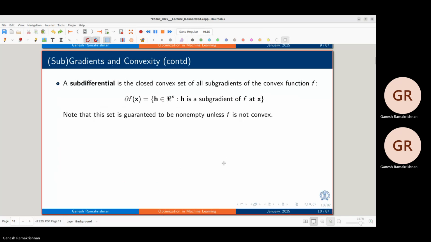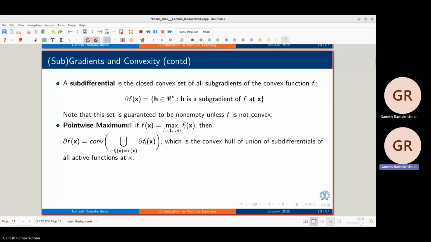Okay. So the subdifferential is a closed convex set, which means it actually contains its... What do you mean by closed? You'll consider certain sequences and the sequences will converge. You can think of it as basically it will contain its boundary. Okay. So this set is guaranteed to be also non-empty as long as a function is convex.